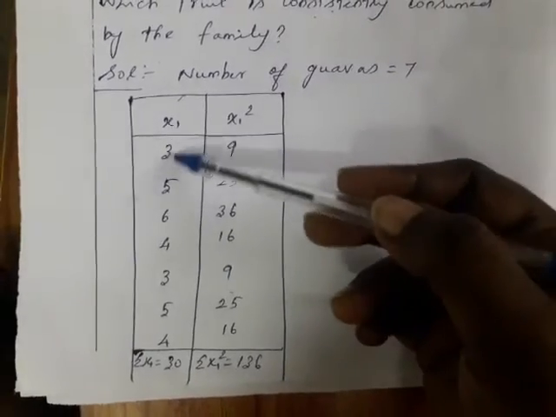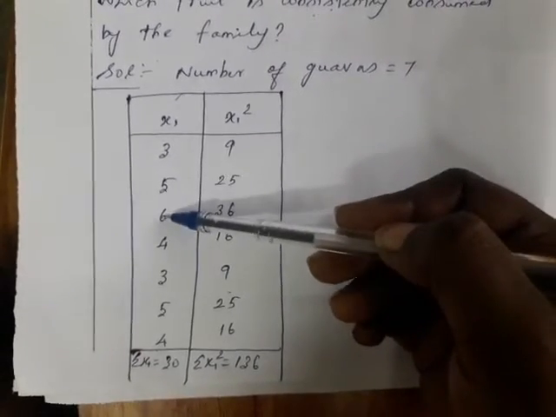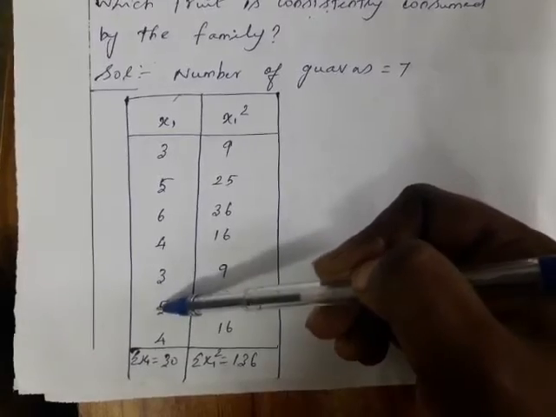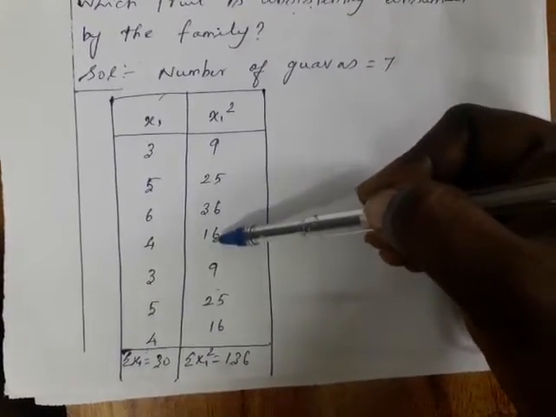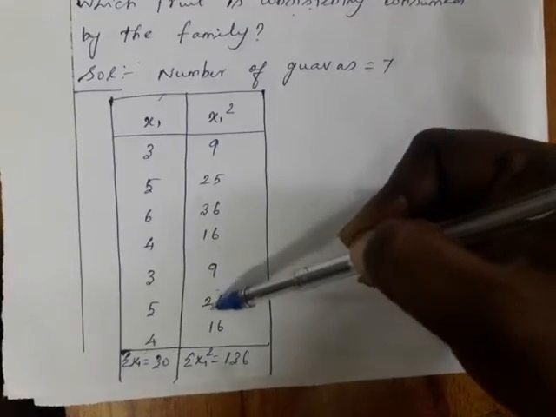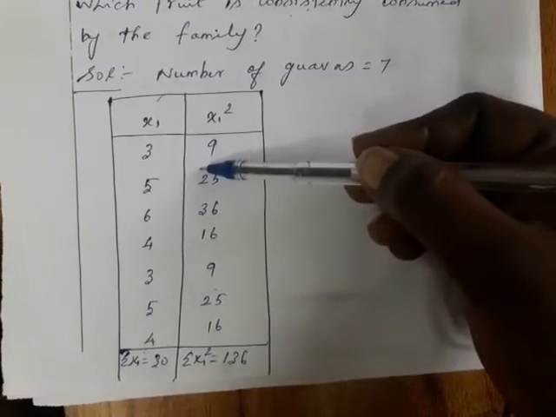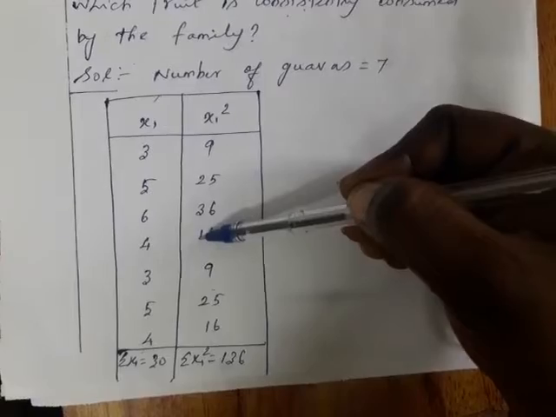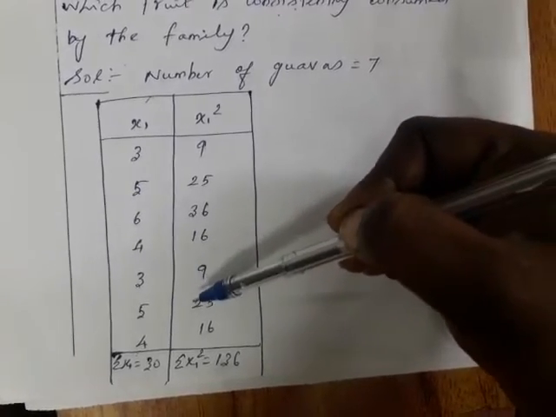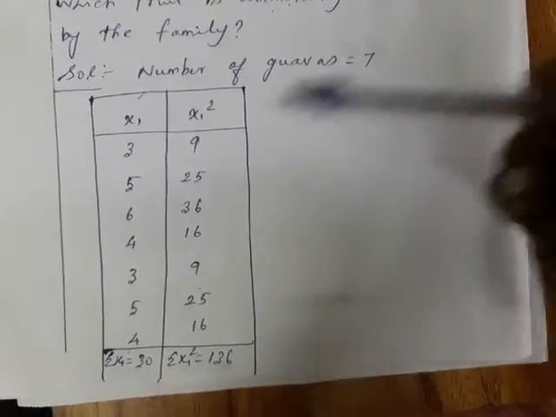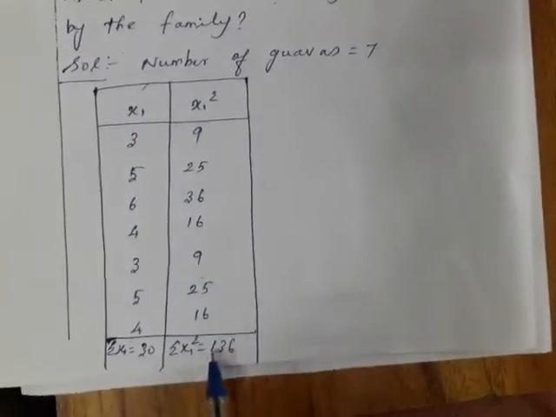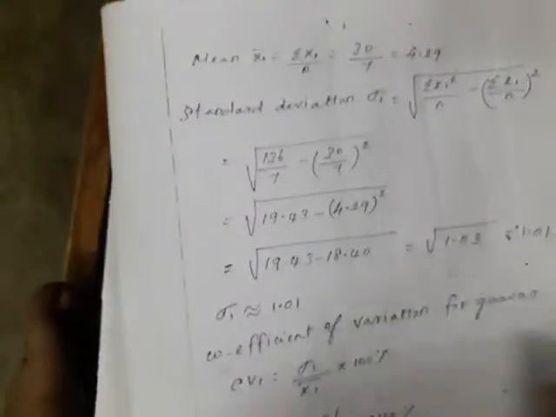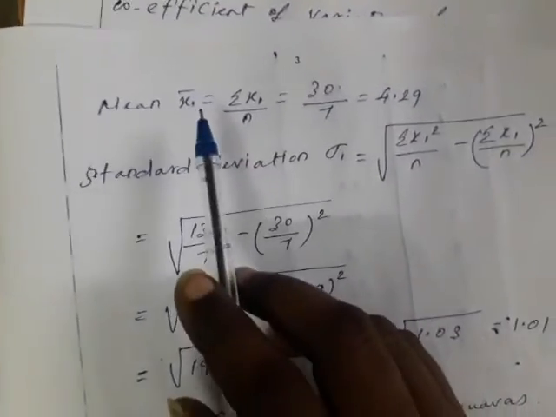So 8, 14, 18, 21, 26, 30. Okay, next 14, 20, 26, 35, 40, 46, remaining 4, 6, 9, 10, next 10, 12, 13. Okay, 136. Summation of x1 and summation of x1 square we found. So next, the mean value we have to find out.